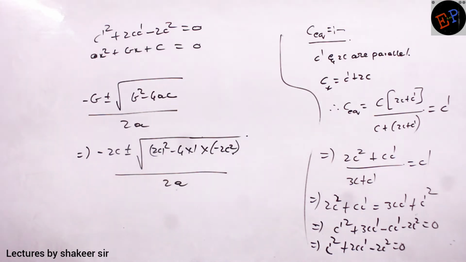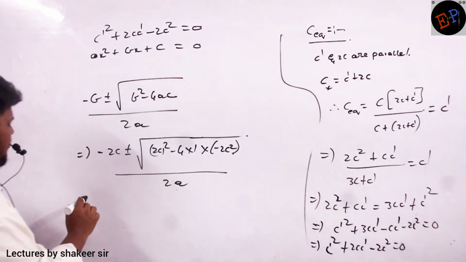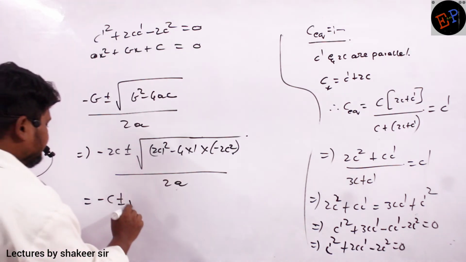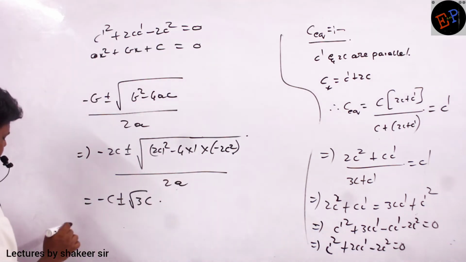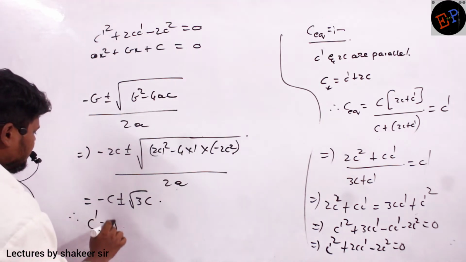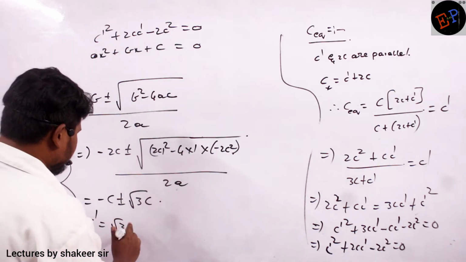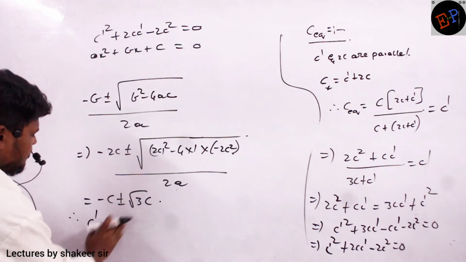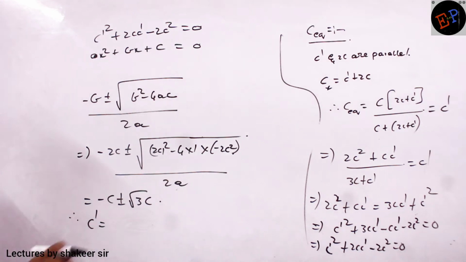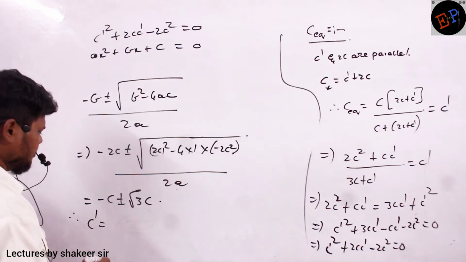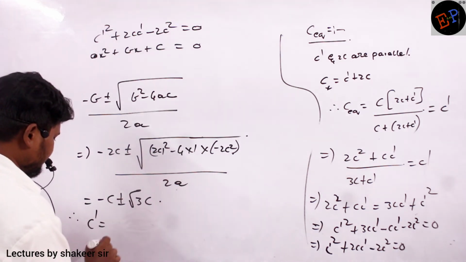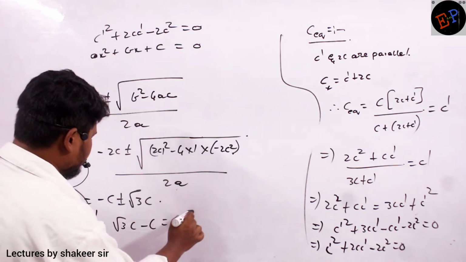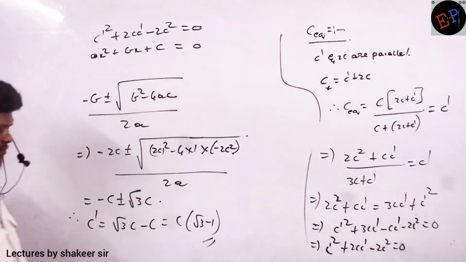The answer which you should get is C dash equals minus C plus or minus root 3 into C. So capacitance cannot be negative, ma? Therefore I will consider C dash equals root 3C minus C. Okay, so I will neglect the negative sign here. Root 3C minus C. So if I take C common, it is root 3 minus 1. This is my answer.